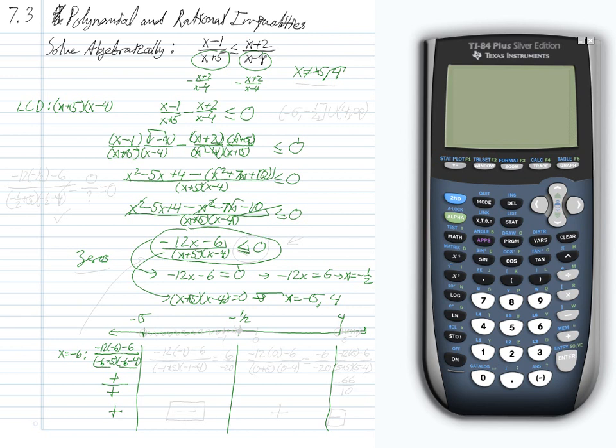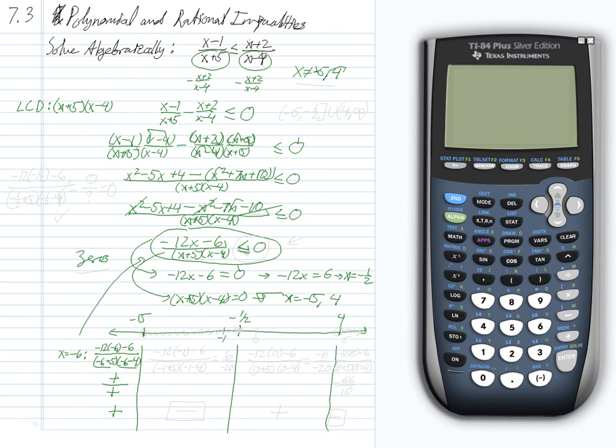I find this shortcut works well for me, but you can actually plug in negative 6 to your original function, or to the function that we're working with, and see what that number would be. Alright, so I want to plug in something in this middle interval between negative 5 and negative 1/2. I'm thinking negative 1 is a nice round small number.